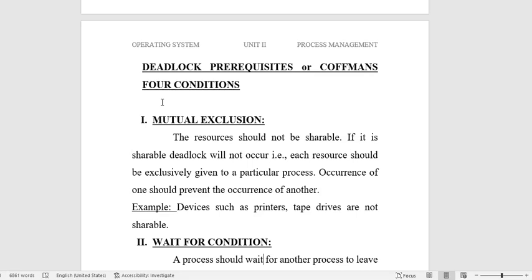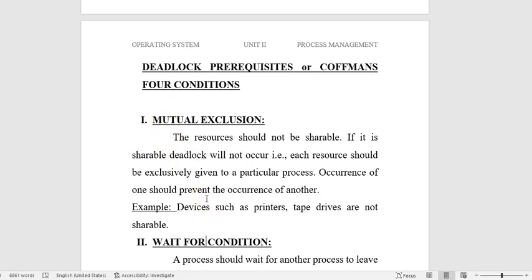So the occurrence of one should prevent the occurrence of another. For example, devices such as printers, tape drives, and plotters are resources which are not shareable. So mutual exclusion means exclusively we have to give a resource to a particular process. If you give it exclusively to a process, then the deadlock will occur. This is the first condition Coffman framed.